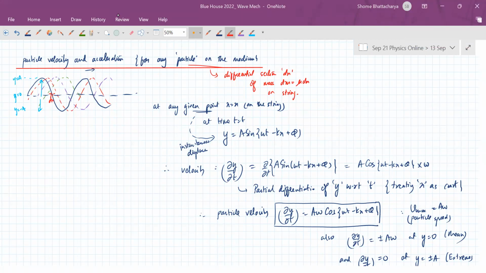Of course, we will need this equation of particle velocity in the next derivation we are going to do, which is about the power transmitted, because part of the mechanical energy transmitted is in the form of kinetic energy of the particles.